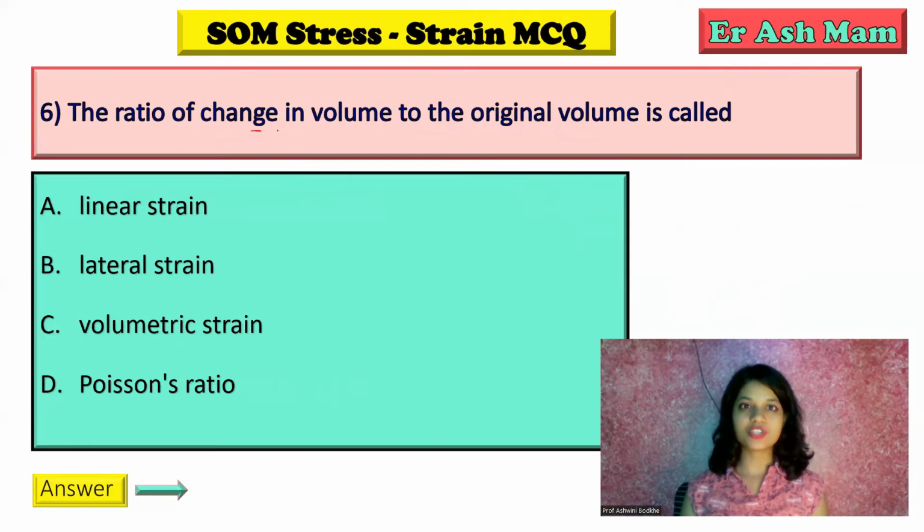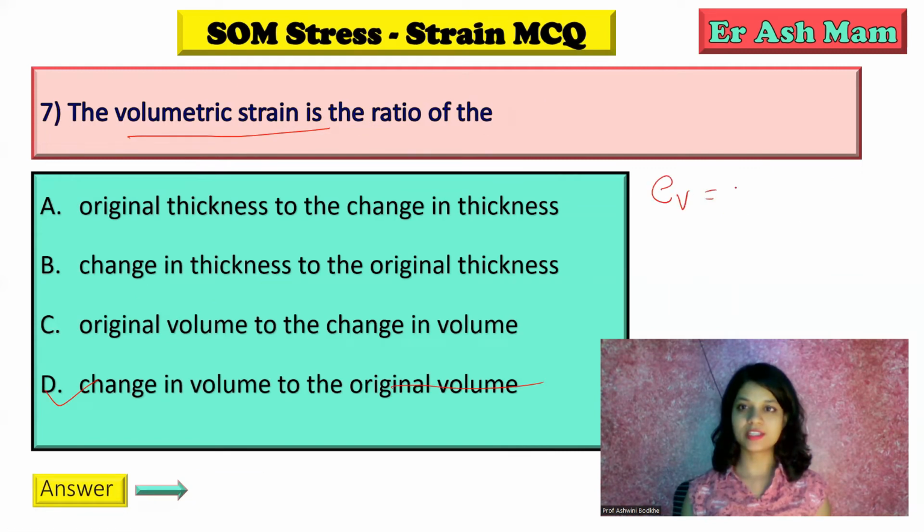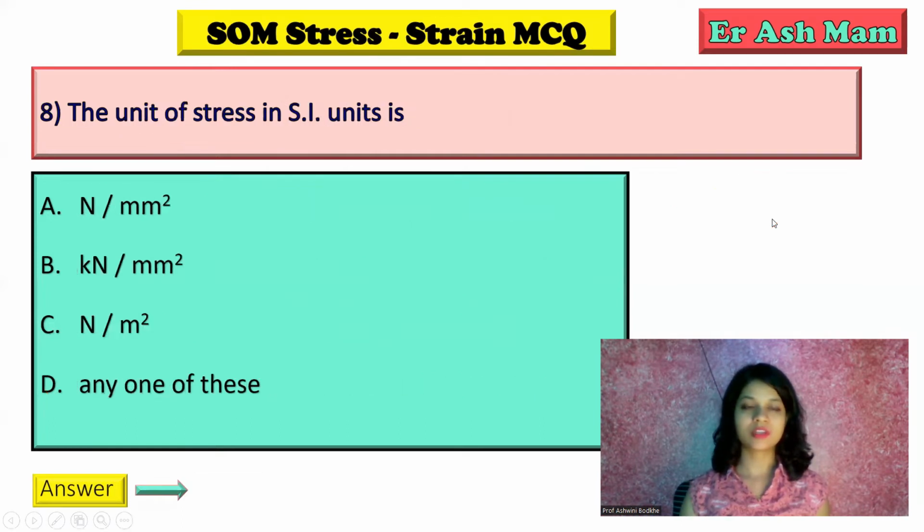Next, the ratio of change in volume to original volume is called as volumetric strain. Answer is C. Volumetric strain is the ratio of change in volume to original volume.